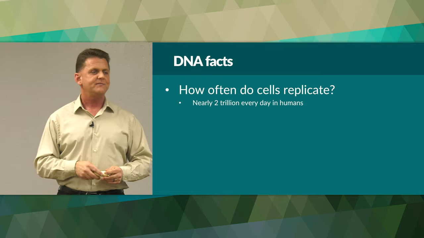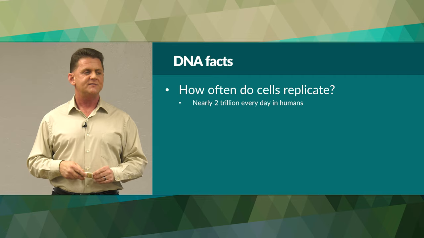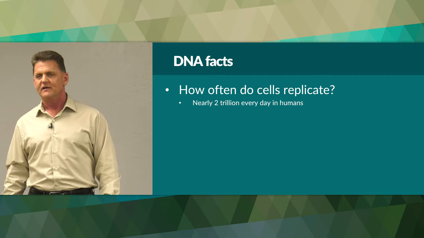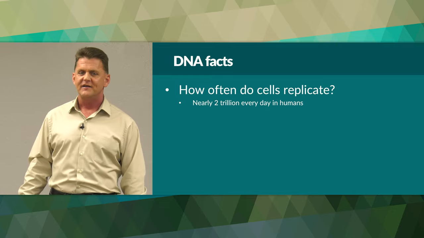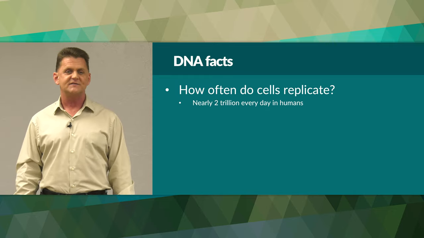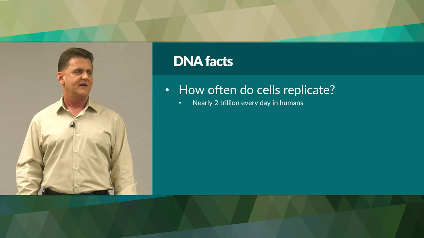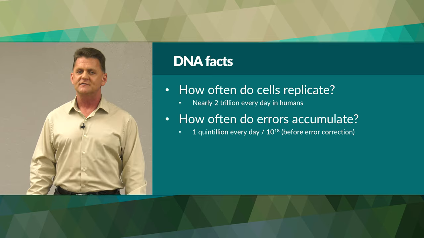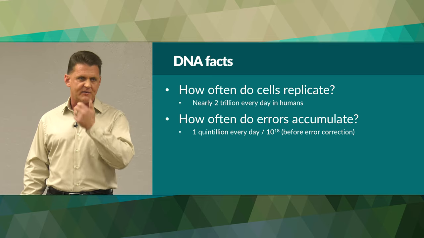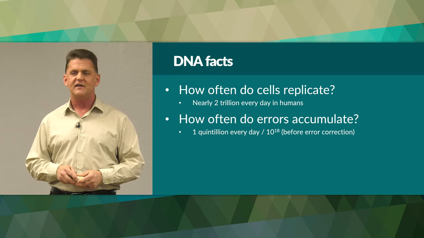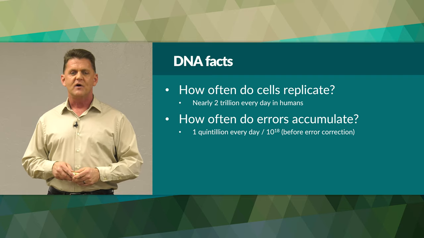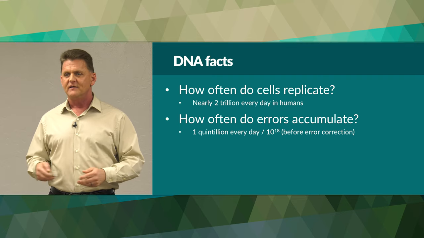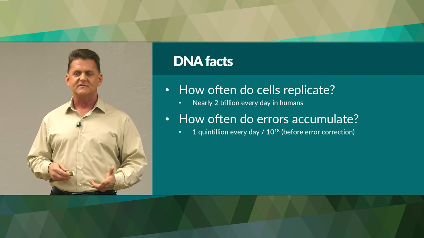How often does this happen? Well, cell replication takes place about 2 trillion times every day in the average human. Lots of replication going on. Is this the opportunity for lots of mistakes? You bet it is. How many? About 1 quintillion mistakes every day during this copy process. That's 10 to the 18th power. That's a 1 with 18 zeros after it. Think of it as a million billion. This is a lot of mistakes.